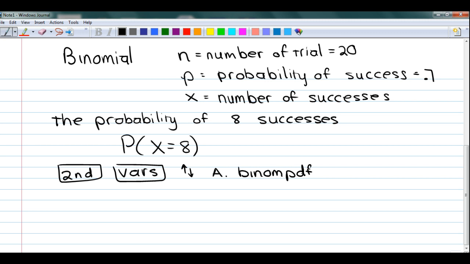Now, if you have a TI-84 Plus, it will ask you trials, and we have 20 trials. We want to put a 20 in there. It will ask you the probability P. You want to put a 0.7 in there. And it will ask you the X value. How many successes did you want to have? And we wanted to have exactly 8. And then we arrow down and enter on calculate.